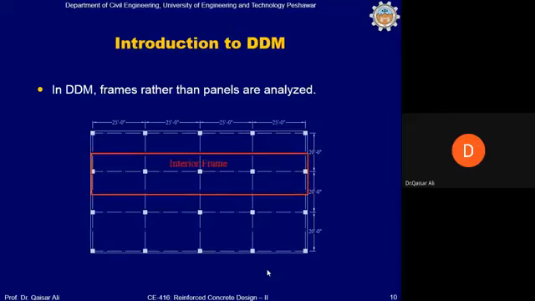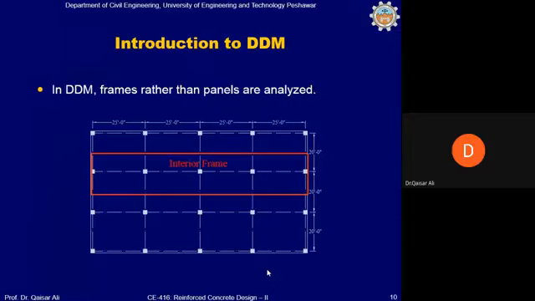For example, if we want to analyze this slab using the direct design method, the center lines are the dotted lines which run on the column center line. They are just center lines. They are not beams. Okay, so the system does not contain any beam. First of all, we will divide the system into frames. Okay, this one of the frames that you can see now on the screen is an interior frame. This is an interior frame.